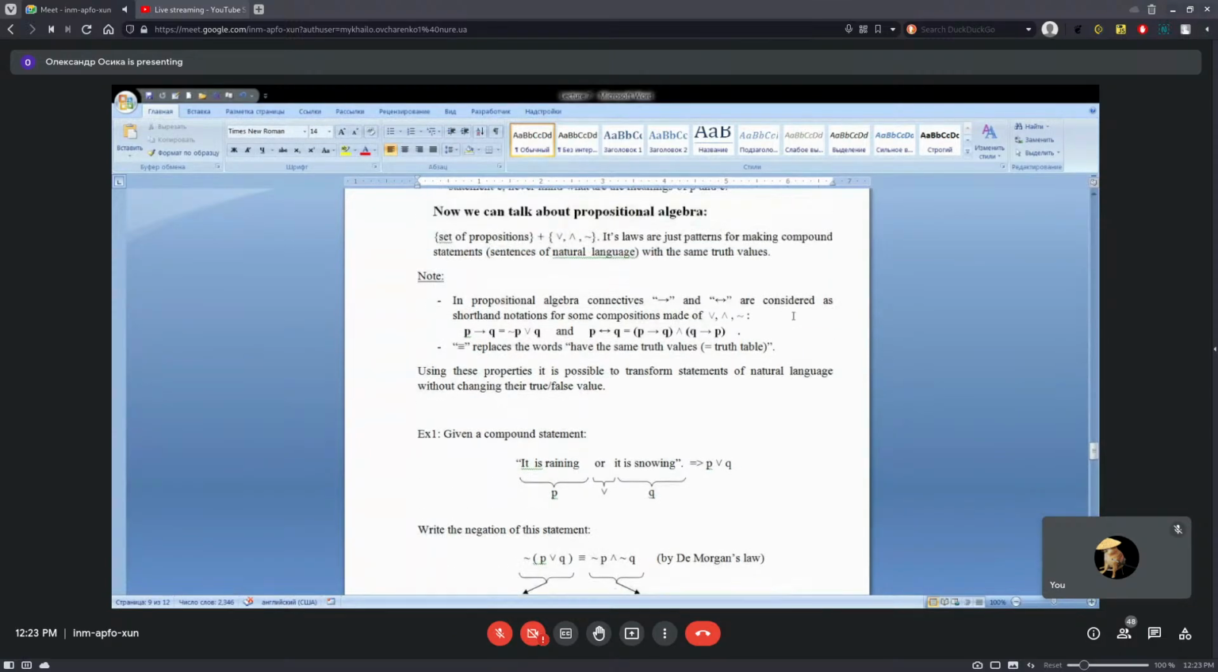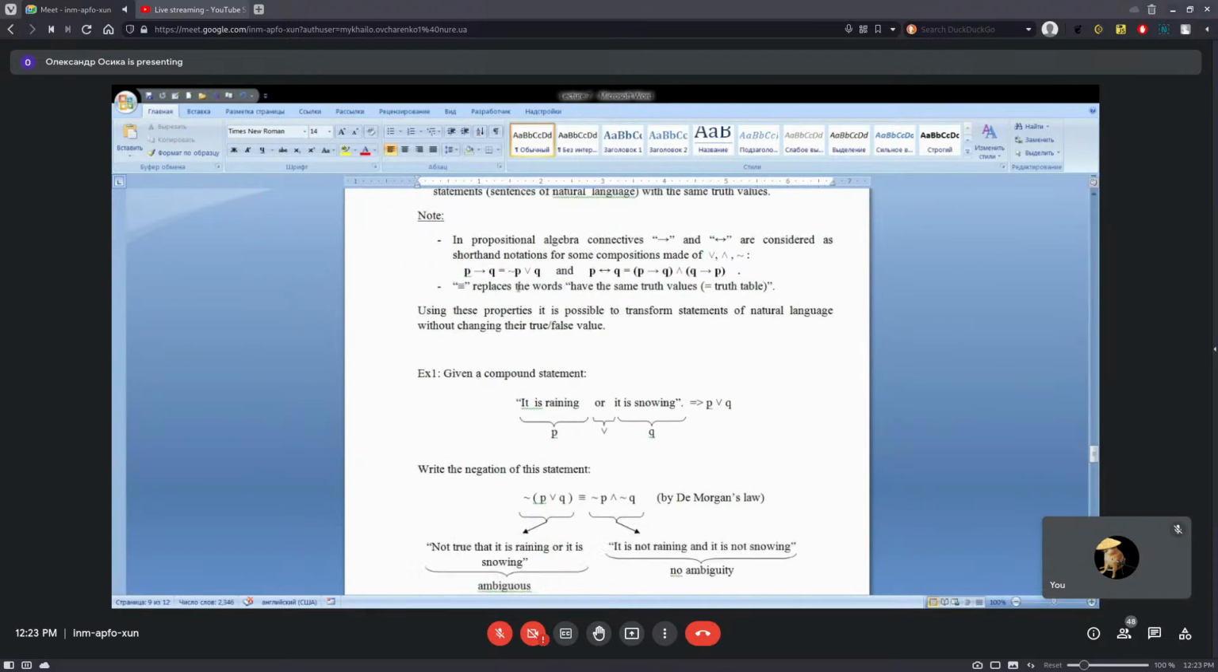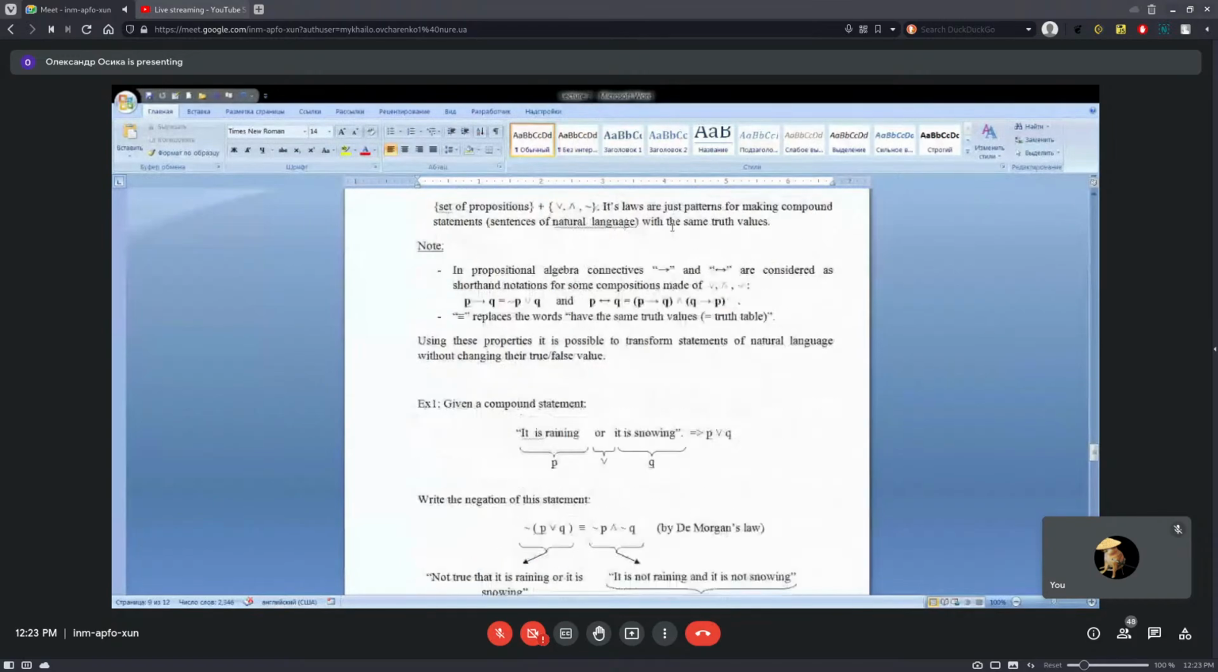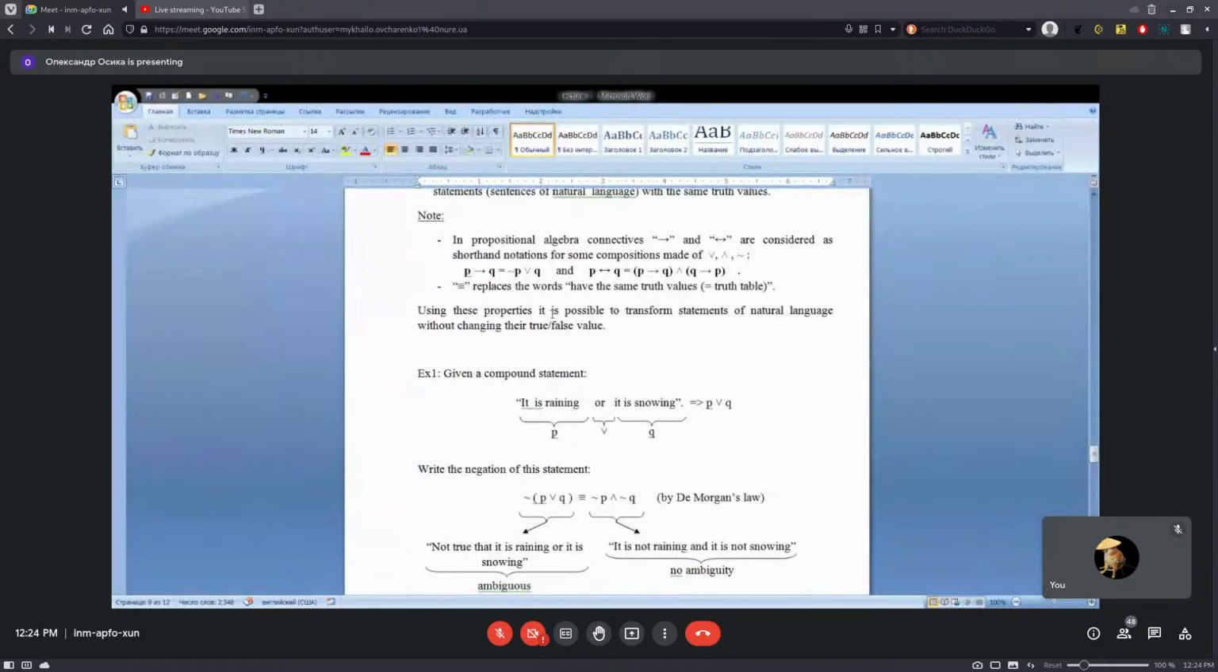okay, the first thing when you get a formula with these connectives, conditional and biconditional, and you want to transform them, maybe simplify, maybe make it clearer, the first thing you have to do is get rid of the biconditional connective by this equivalent formula, and after that get rid of such conditionals by this method, and after that you're ready to apply the associative, idempotent, distributive, commutative, and so on properties of connectives. Using these properties, it is possible to transform statements of natural language without changing their true false value. True false value only.